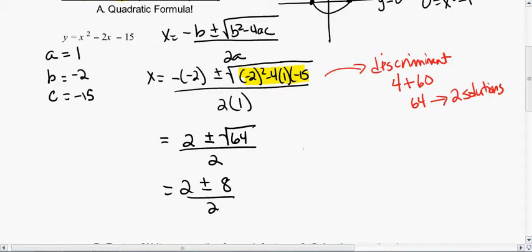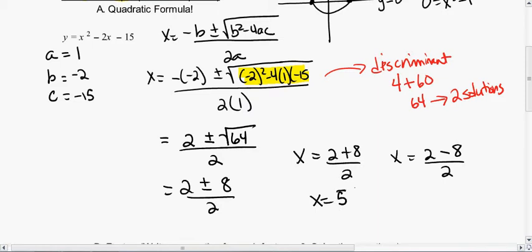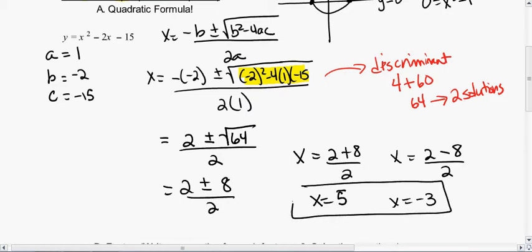And let's go ahead and finish this up. X is going to be equal to 2 plus 8 divided by 2, and x is also going to be equal to 2 minus 8 divided by 2. 2 plus 8 is 10, divided by 2 is 5, so there's one of my solutions. And 2 minus 8 is negative 6, divided by 2 is negative 3, and there's my other solution. So this graph would cross in two places on the x-axis at 5 and at negative 3.